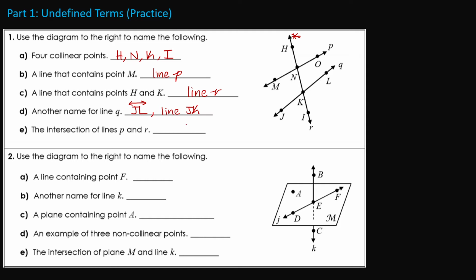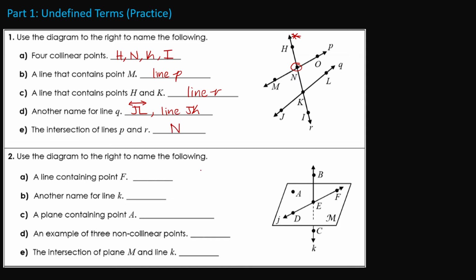Either notation is fine. And the intersection of lines P and R. If I look at this diagram, P and R are intersecting right here at point N. And so we can either write out point N or we can just say N.